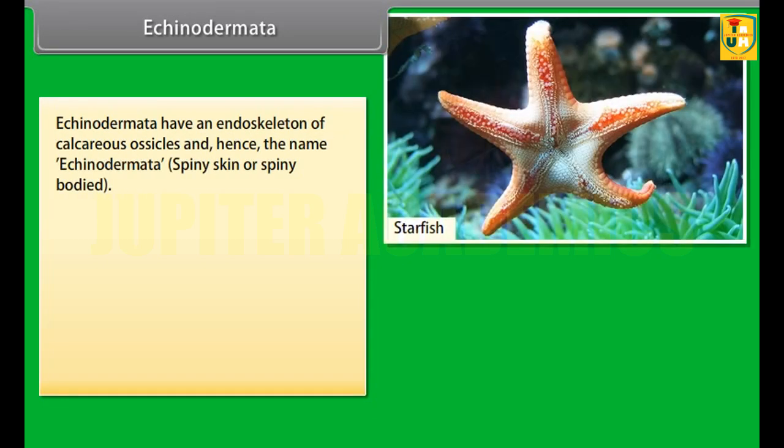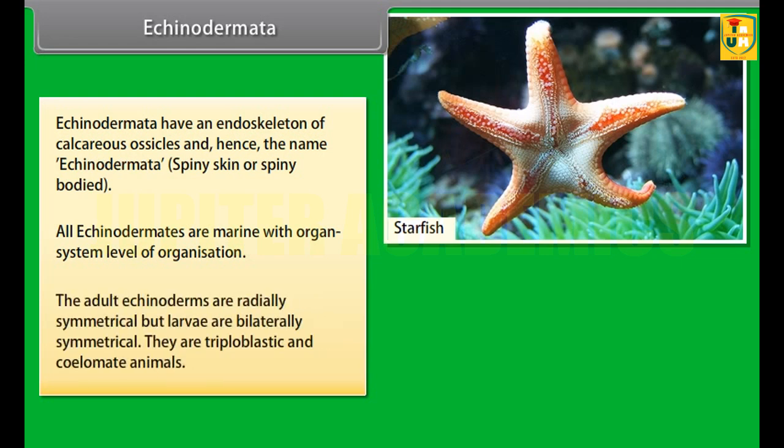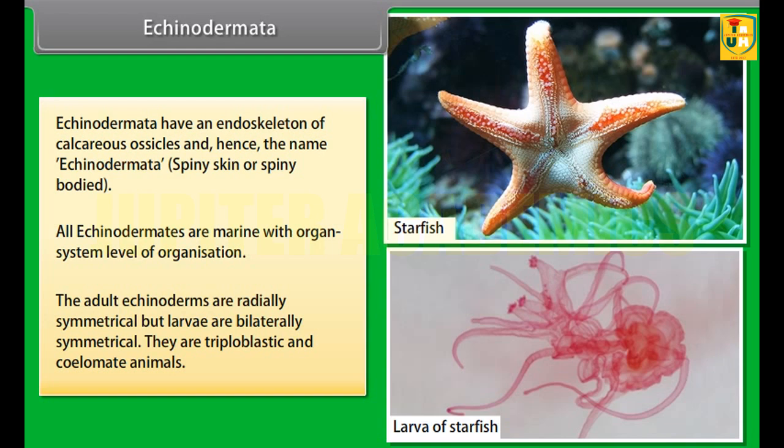Echinodermata. Echinodermata have an endoskeleton of calcareous ossicles and hence the name echinodermata, which means spiny skin or spiny-bodied. All echinoderms are marine with organ system level of organization. The adult echinoderms are radially symmetrical, but larvae are bilaterally symmetrical. They are triploblastic and coelomate animals.